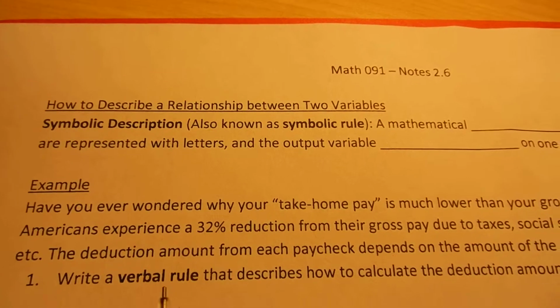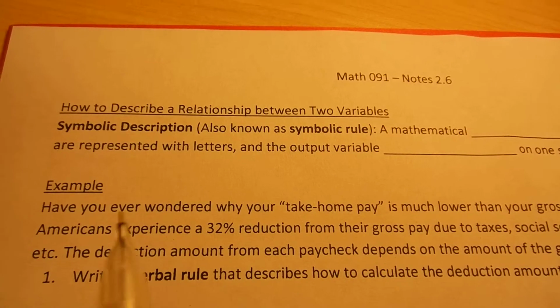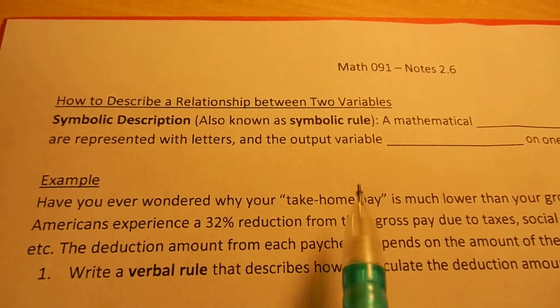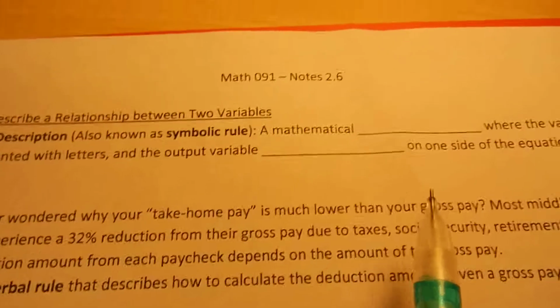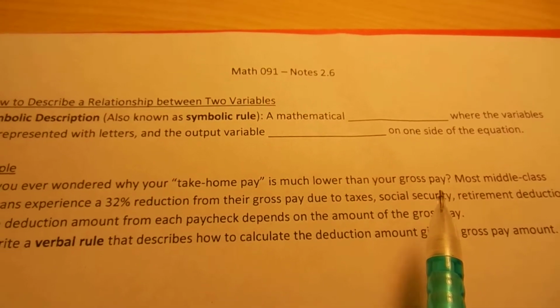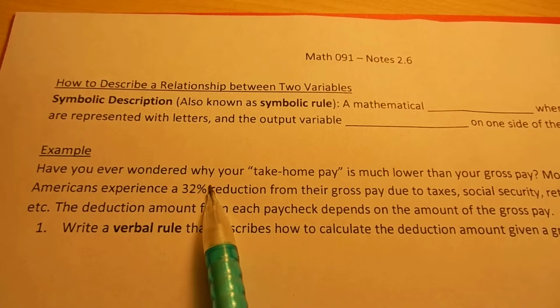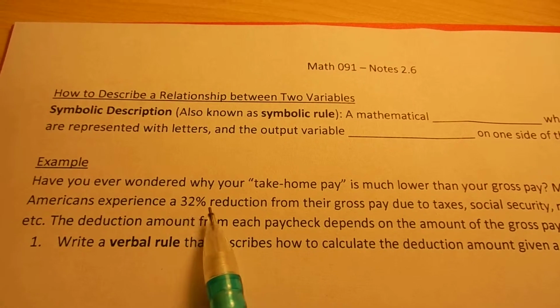So in order to write a verbal rule, you have to identify the variables that are involved in the situation. When you read this, you may think, well, take-home pay is a variable. I mean, that could change depending on how much you work. Your gross pay, same way, is another variable here. The 32% reduction is a constant here for us. It's not changing. Most middle-class Americans, and we're assuming most, will experience that.